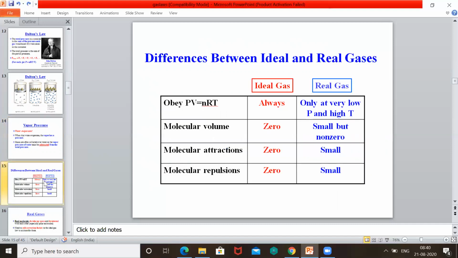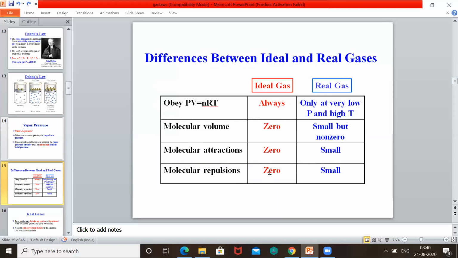But most of the gases deviate from ideal behavior. Why do they deviate? See the difference between ideal gas and real gas here. Ideal gases obey the PV is equal to nRT gas equation always. Real gases obey only at very low pressure and high temperature. That means at low pressure and high temperature gases are ideal only. Molecular volume is zero for ideal gas, but small for real gas. Molecular attraction is zero for ideal gas, but there is some attraction in real gas.